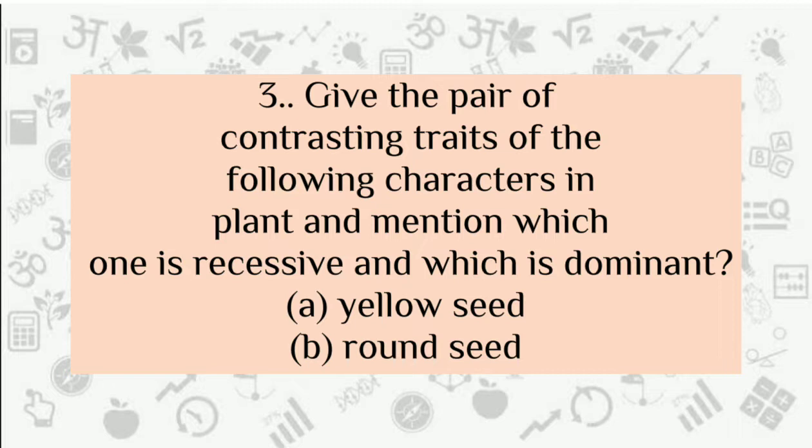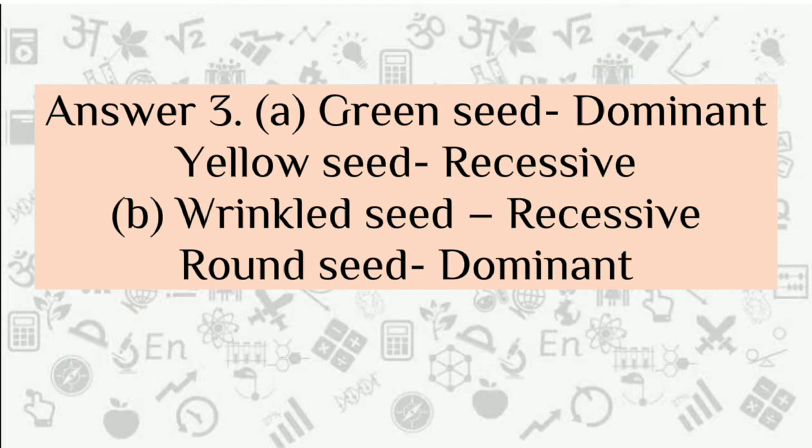3. Give the pair of contrasting traits of the following characters in a plant, and mention which one is recessive and which is dominant. A, yellow seed; B, round seed. Answer 3. A, green seed dominant, yellow seed recessive; B, wrinkled seed recessive, round seed dominant.